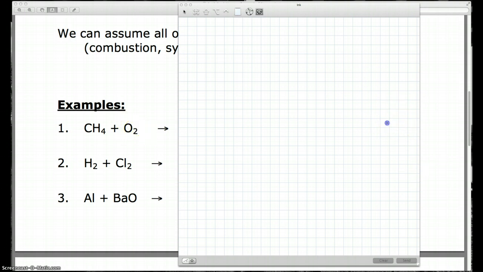So I'm just going to put a C over here to remind me it is combustion. And once I know it's combustion, I know from the last video that whenever we have combustion, we always make the same two things. We make CO2 plus H2O, carbon dioxide and water. So once you figure out it's combustion, you can just automatically write CO2, H2O.